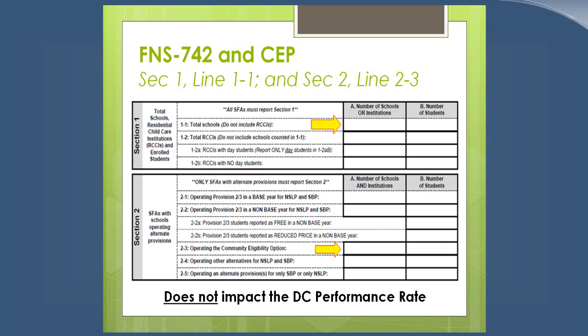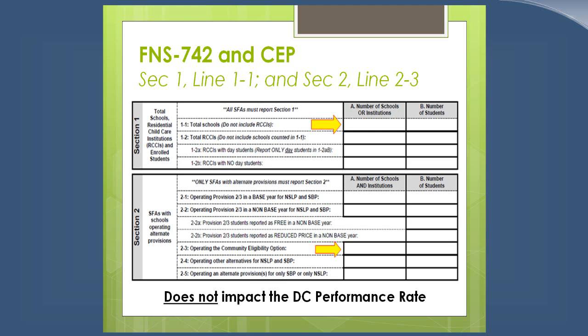And in the lower section, Section 2, all SFAs with some or all schools operating under an alternative provision must report here. And you'll see line 2-3 of Section 2, where the second yellow arrow is, and that is where the CEP is broken out. Here, you would report the number of schools operating CEP and the number of students enrolled in those schools in boxes A and B, respectively. This data will be reflective of the last operating day of October.